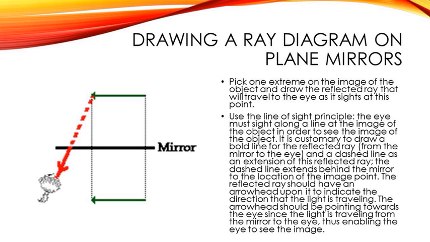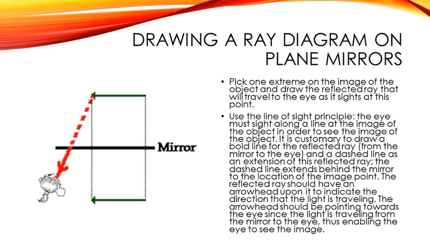Okay, so in this diagram, they've measured from both ends, and carefully drawn the object on the other side of the mirror. Pick one extreme of the object and draw a reflecting ray that is traveling to the eye as it sights at this point.